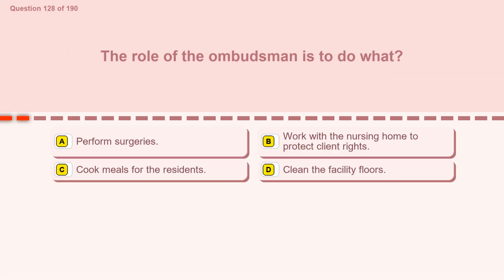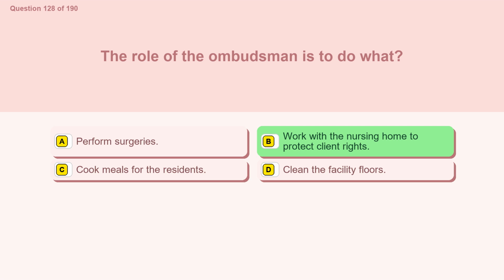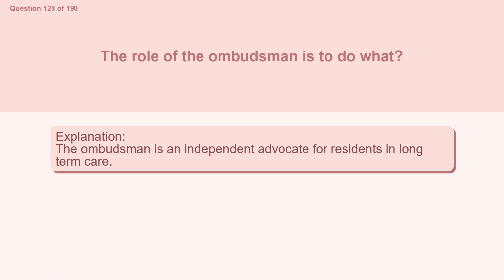Question 128. The role of the ombudsman is to do what? Option A, perform surgeries. Option B, work with the nursing home to protect client rights. Option C, cook meals for the residents. Option D, clean the facility floors. The correct answer is option B, work with the nursing home to protect client rights. The ombudsman is an independent advocate for residents in long-term care.